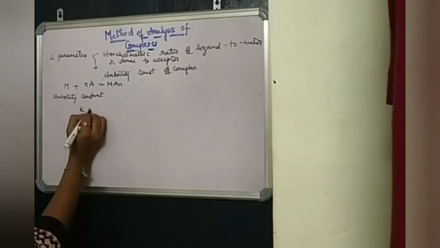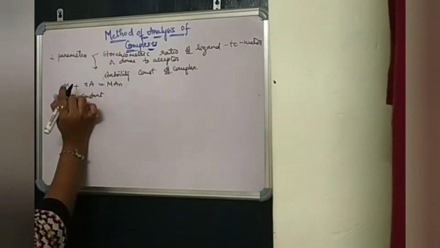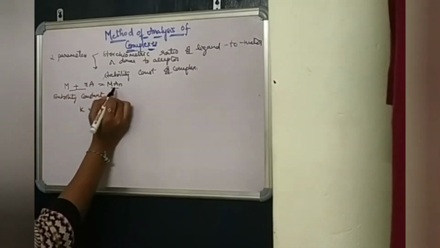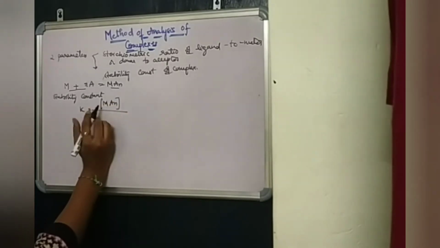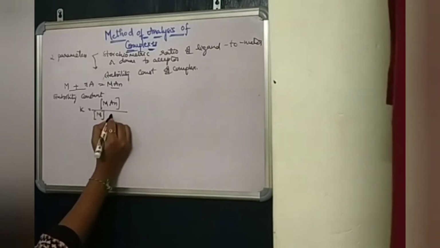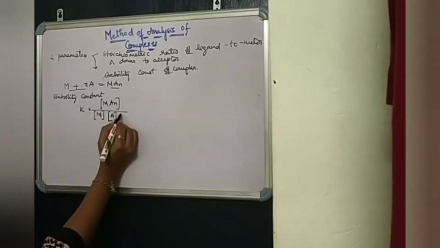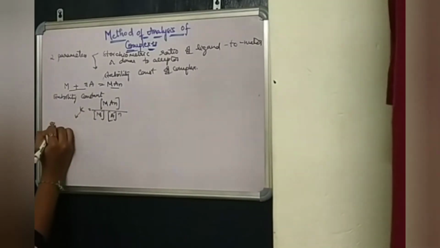Therefore, the stability constant K is equal to the concentration of the products divided by the concentration of the reactants: the concentration of MAn divided by the concentration of M into the concentration of A to the power n. In this equation, K is the equilibrium stability constant.